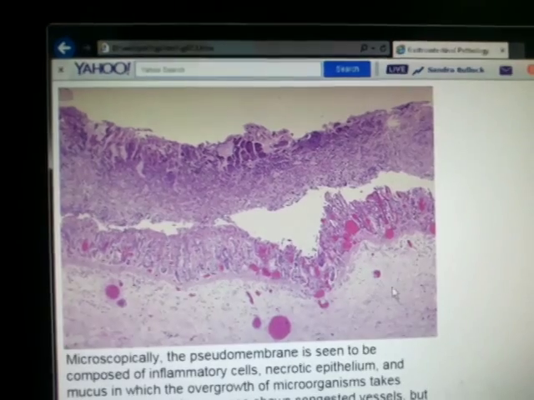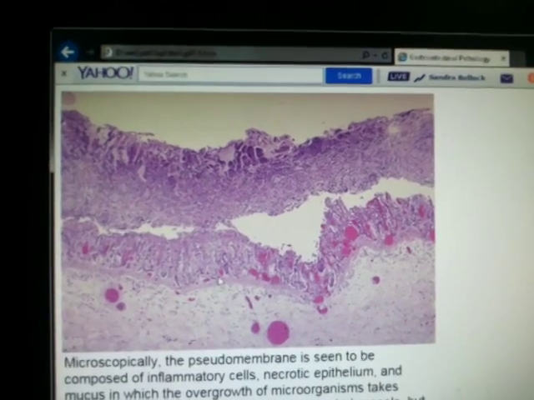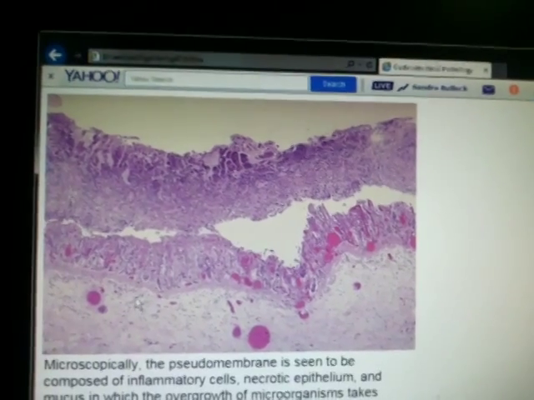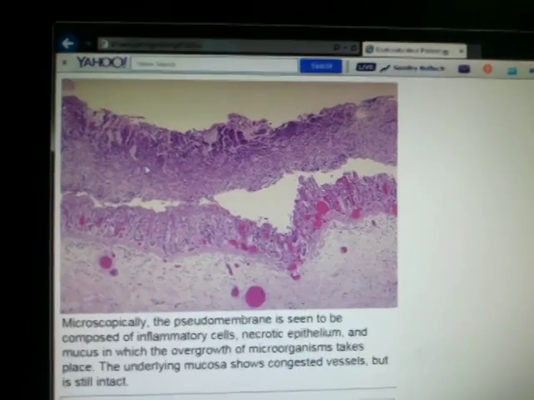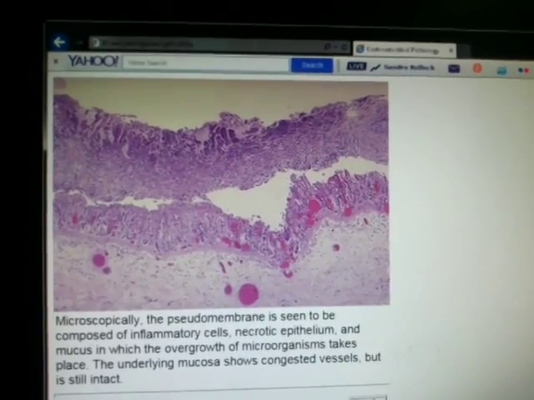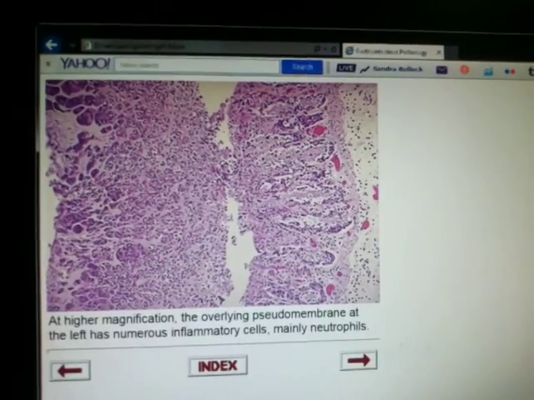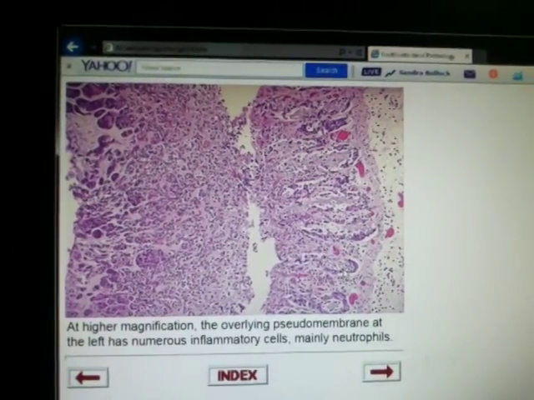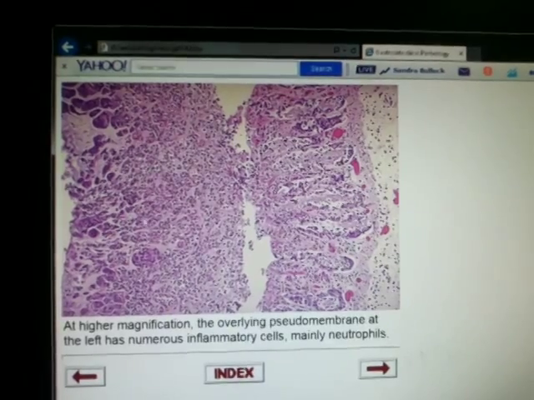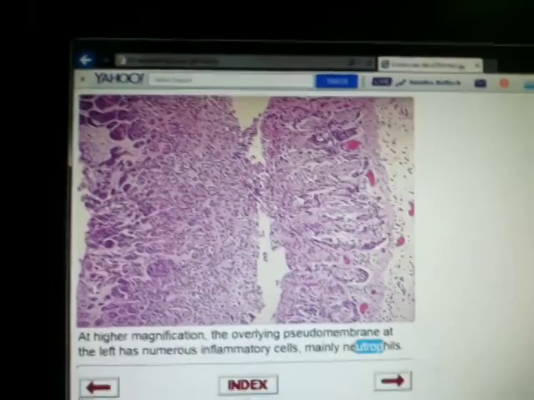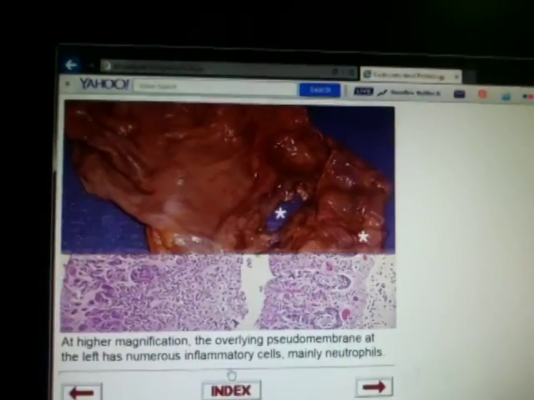This is the microscopic appearance of the pseudomembrane which is covering the mucosa. This is the mucosal layer, and this is the submucosa. Above the mucosa we have this cover of the pseudomembrane, which is composed of necrotic tissue and inflammatory cells. At a higher magnification, this is the mucosa which has undergone necrosis as well, and this is the pseudomembrane, composed of numerous inflammatory cells, mainly neutrophils, and necrotic tissue.